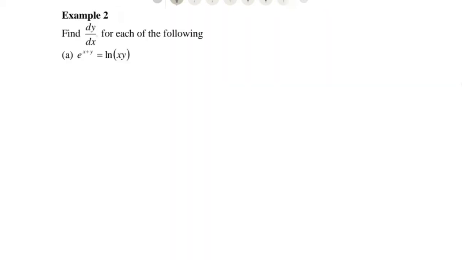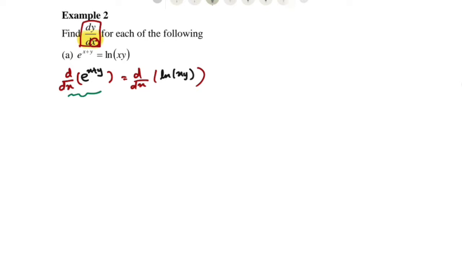Example 2. We want to find dy over dx for each of the following. Please focus on the denominator. Now we want to differentiate with respect to x. So write d over dx in front of each of the terms that you want to differentiate. After that, just differentiate the terms on the left side.